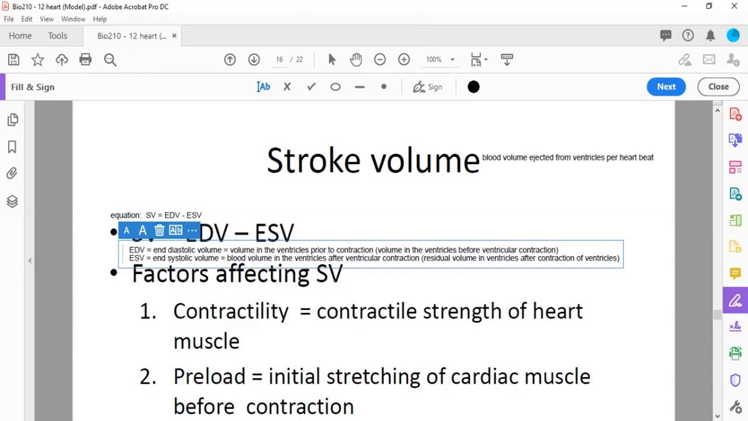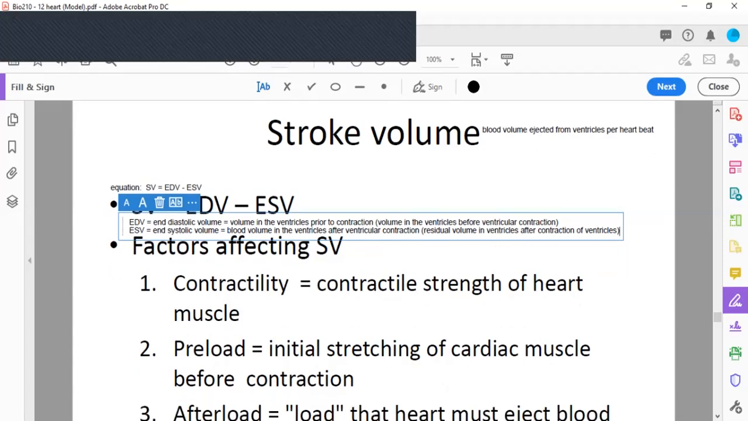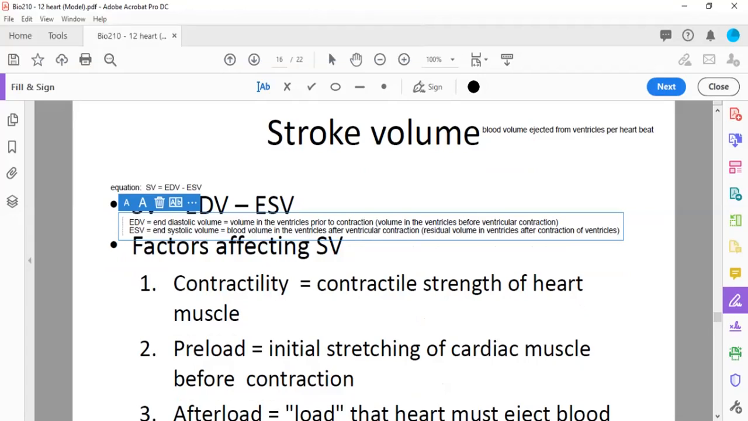There are three factors that affect the stroke volume. Number one, contractility. Number two, preload. Number three, afterload. Let's define what that means. Contractility means the strength of the heart muscles. The stronger the heart muscles, the higher the stroke volume. That makes sense. If the heart muscle is weak, the stroke volume will be diminished.